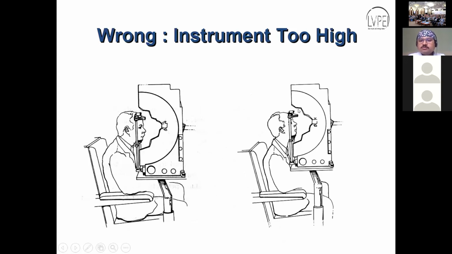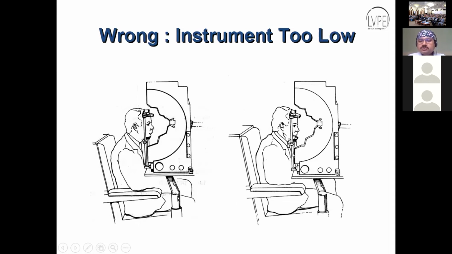Similarly, when the instrument is too high, it is very important that the instrument should not be too high, and if the chin rest is not supported, this will lead to an inferior scotoma. So again the chin position has to be adjusted according to the patient's height. Here, when the machine is too low, again there is chin displacement, and this will lead to a superior defect.